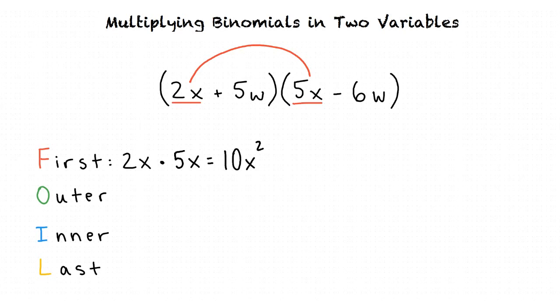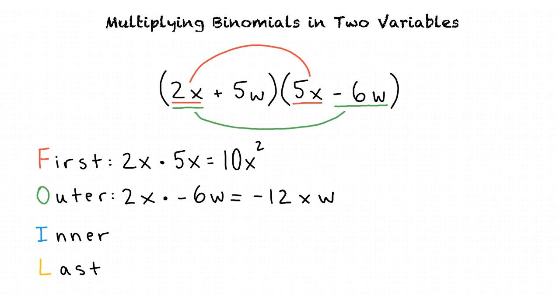The next letter in FOIL is O. Outer means that we are going to multiply the two terms on the very outside of the two binomials. The two outermost terms are 2x and negative 6w. 2x times negative 6w equals negative 12xw.